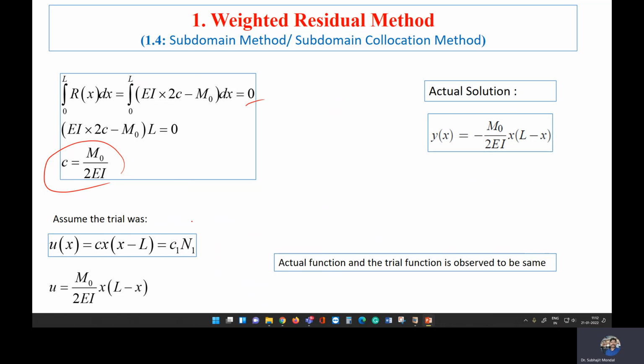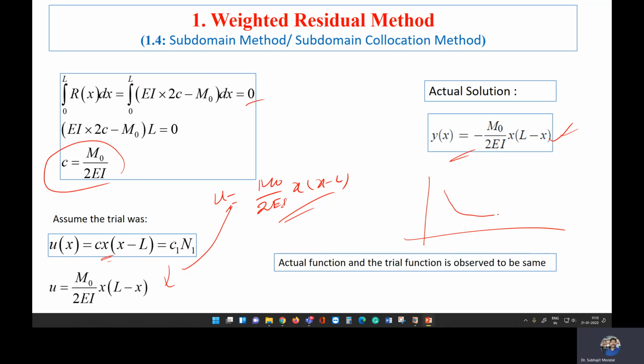Now we obtained our trial solution. So our actual trial solution will look like this: u is equal to M0 by 2EI x into x minus L. We already know our actual solution is this one. Now if you plot x and y, you will observe that the values overlap with each other, so there is no error now. Here you can observe that our trial solution replicates our actual solution.